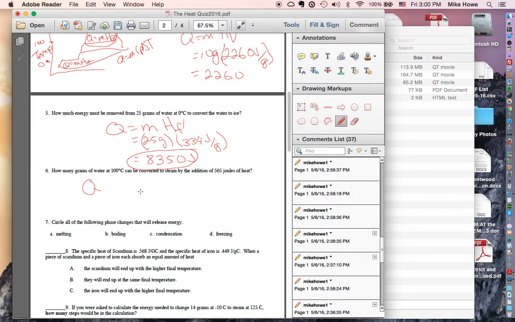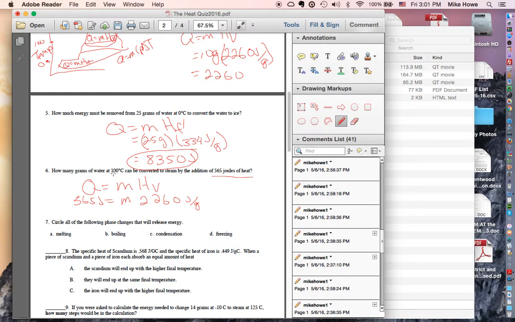Okay, for the last one, we're at steam again at 100 degrees, so we're up at the boiling point. So we're up here. We're going to use the mHV formula since we're at the boiling point. This time we know 565 joules. Q is measured in joules, because that's the quantity of heat. So you'd have 565 joules. And then you would have the mass. You don't know the mass because you're looking for how many grams. The heat of vaporization is listed at the top of the page as 2,260 joules per gram.